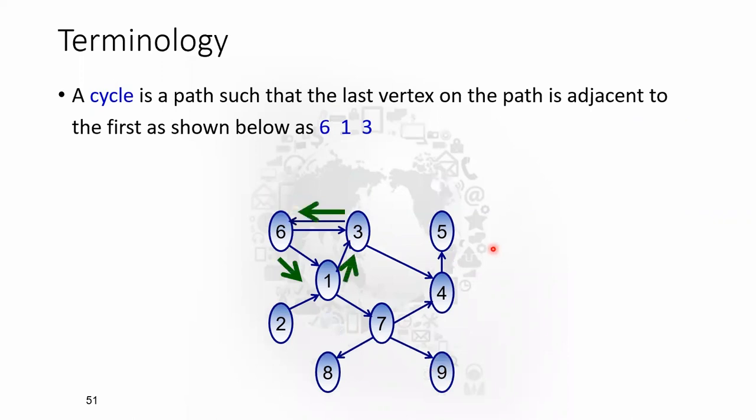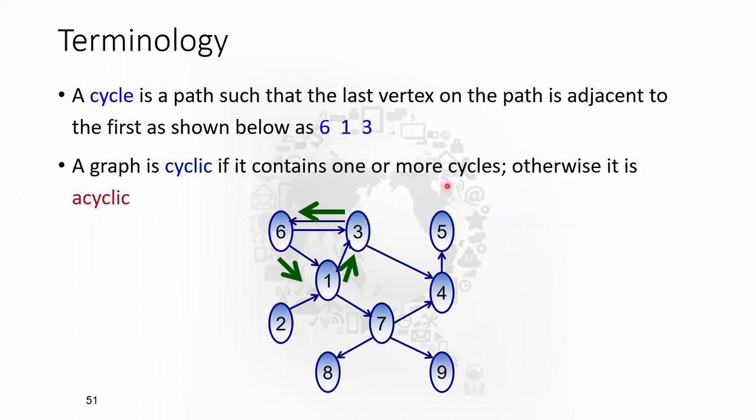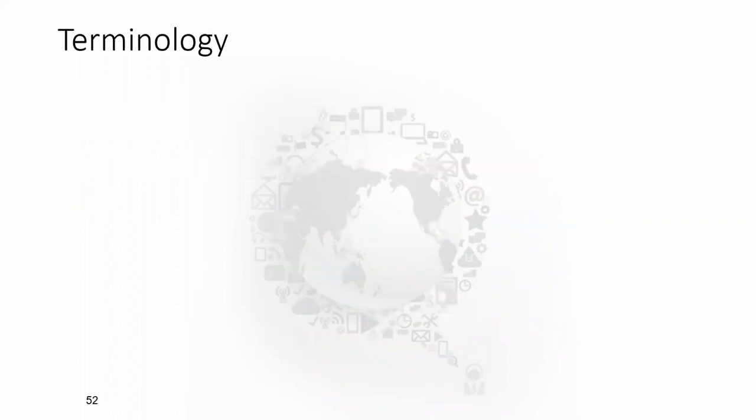A cycle is a path such that the last vertex on the path is adjacent to the first, as shown below: 6, 1, and 3. So this one will become a cycle, where you can go from 6 to 1, then 1 to 3, 3 to 6, and you just keep repeating. So a graph is cyclic if it contains one or more cycles, otherwise it's acyclic.